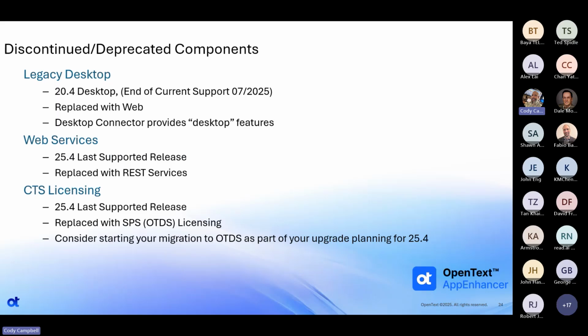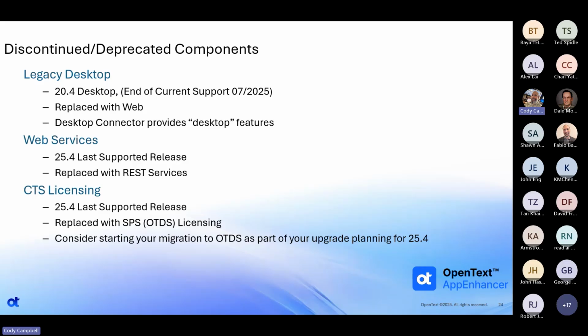Okay, so a couple components that we're discontinuing in this release or deprecating. So we've already talked about the legacy desktop a little bit earlier. 20.4 has ended its current life cycle in July, and so we've replaced that with both the web and our desktop connector. And so legacy desktop is done. We're really trying to get away from that. It's not a very secure application at this point. It's kind of clunky. It's fast because it connects directly to all the infrastructure, but that's its downfall when it comes to security as well. And so it's not very cloud centric. It doesn't work with a lot of our authentication tooling, yada, yada, yada.